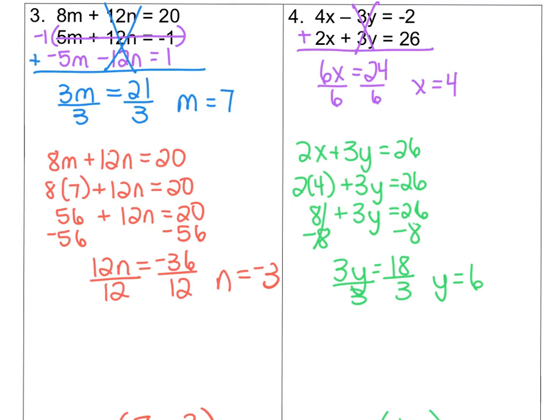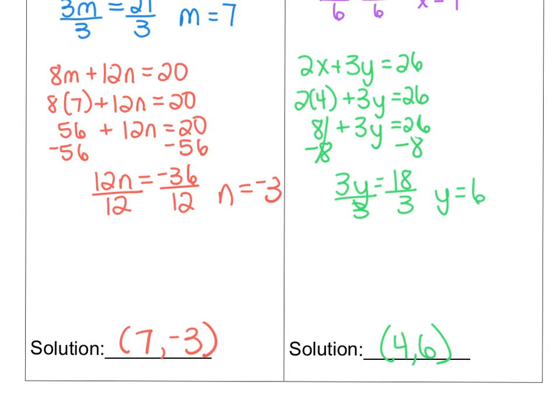All right, so what I chose to do was eliminate my y's because that was already set up to eliminate. So I solved for my x first and I got 4. I chose the second equation to plug my 4 into, but you could have chosen the first, and I got that y equals 6. So I got that the solution to this system of equations was 4 and 6.